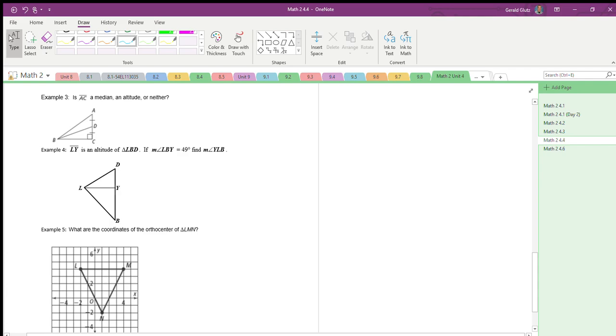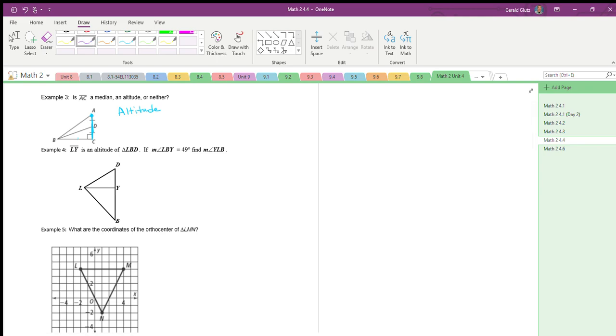So in example 3, is AC a median, altitude, or neither? So if I look at AC right here, notice that that's perpendicular to BC. So that's going to be an altitude. It's definitely not a median because for it to be a median, it has to go from the vertex to the midpoint over here. So it definitely doesn't do that. It is an altitude, so obviously it's not neither.